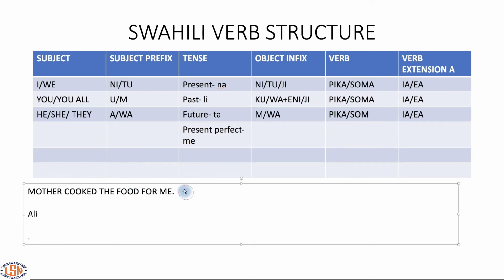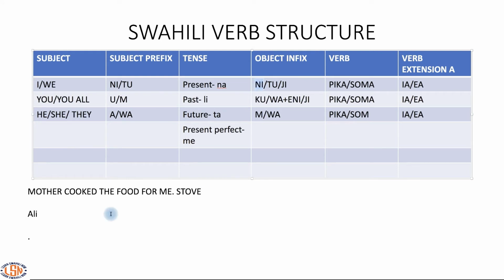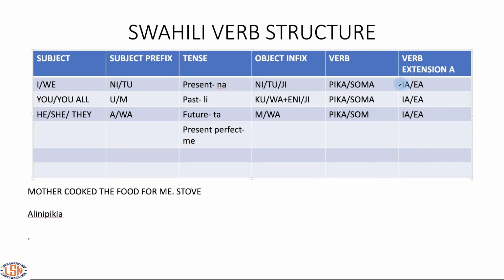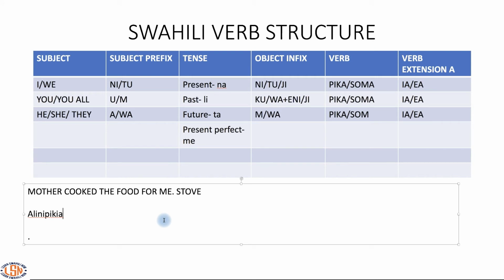The object, according to our formula, comes right after the tense right there. Here is my object infix, I'm going to put it right there. And then my verb is pika. But if you remember from last week, we said if the vowel in the root of the verb is an I, A, or U, it's going to be pikia. So I take that verb ending right here, that's the verb extension, and put it right there. And voila, I have my sentence.